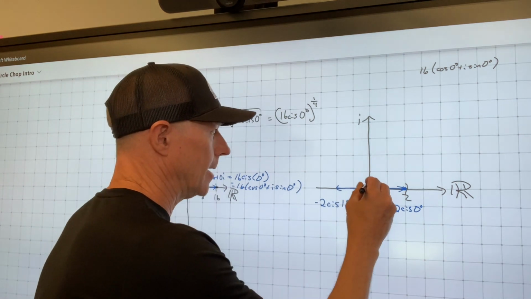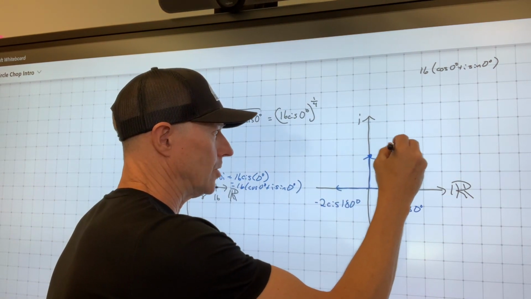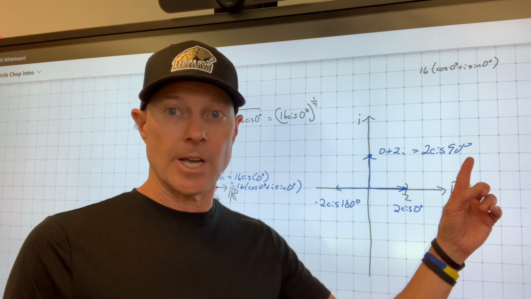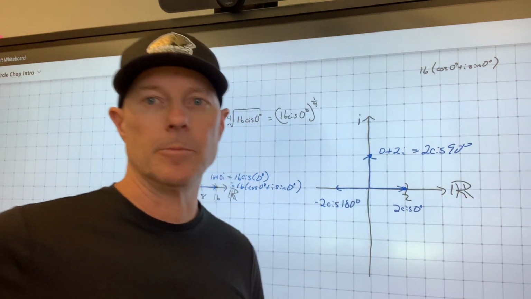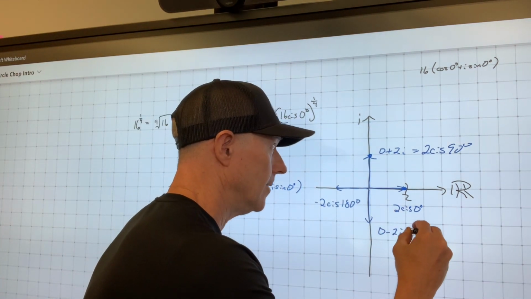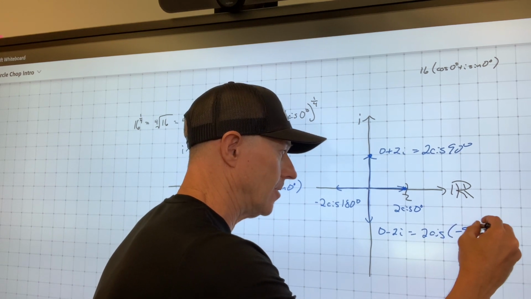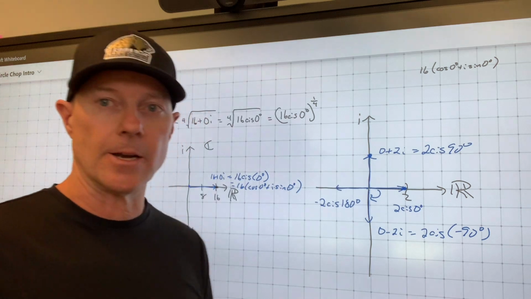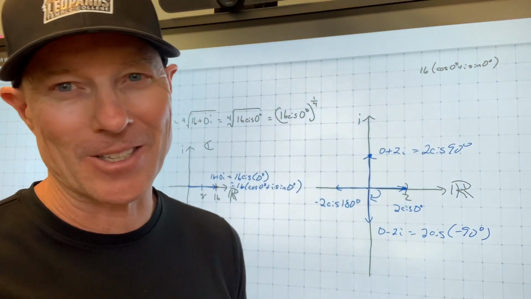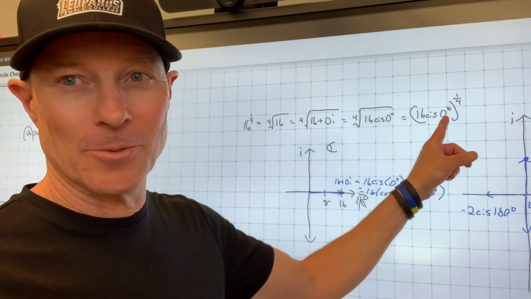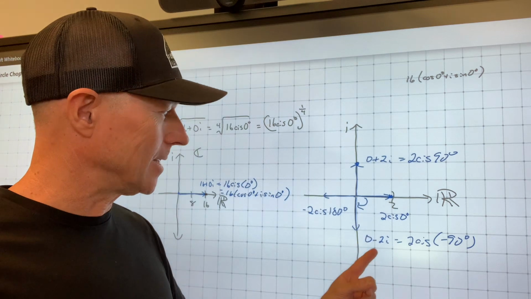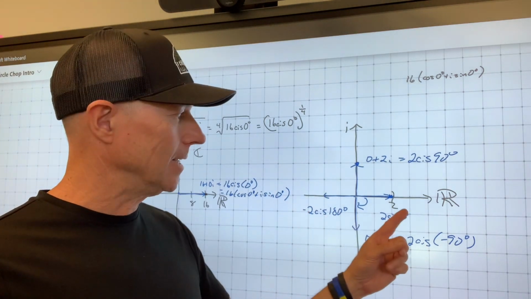How about 2i? There's 2i right there, 0 plus 2i, or 2 cis of 90. Yes, if I add up 90 four times, of course I get 360, which is coterminal with 0. How about negative 2i? That would be right here, 0 minus 2i. That would be 2 cis of negative 90 degrees, because negative 90 added up four times is negative 360 degrees, which is also coterminal with the direction of our number. So those are the four roots of 16: 0 plus 2i, 0 minus 2i, negative 2 plus 0i, and 2 plus 0i.